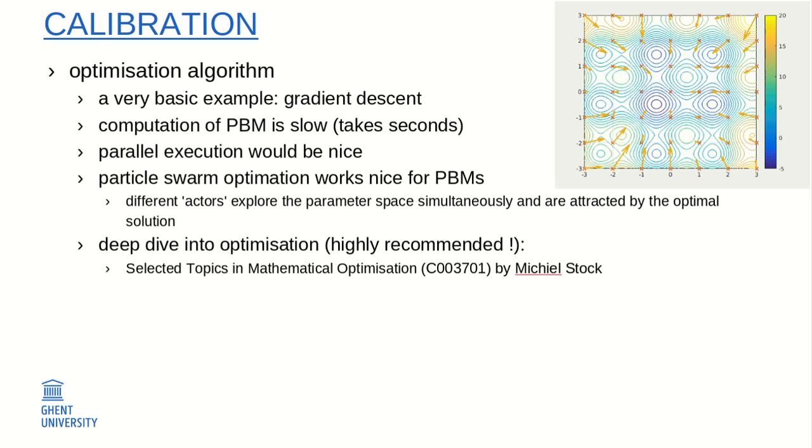However, some notes here: PBMs are very slow, in the order of seconds for a single computation. To speed this up, it would be nice that we can test multiple parameter combinations at once. So particle swarm optimization is a nice algorithm where different actors can explore the parameter space simultaneously, so we can leverage parallel computation to get to a solution faster.